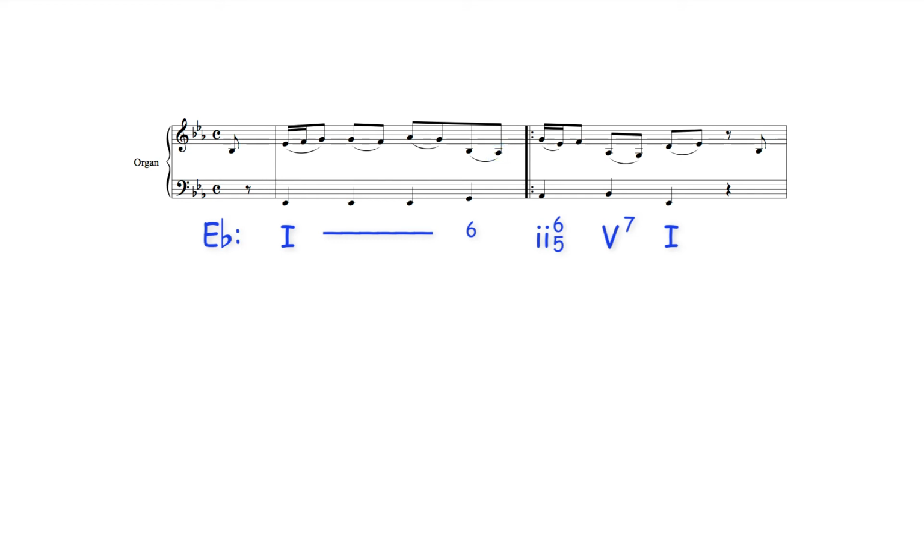Here, another incomplete lower neighbour note suffix is used. This note also possesses another function as an anticipation of the third of the following F minor supertonic 7th chord.